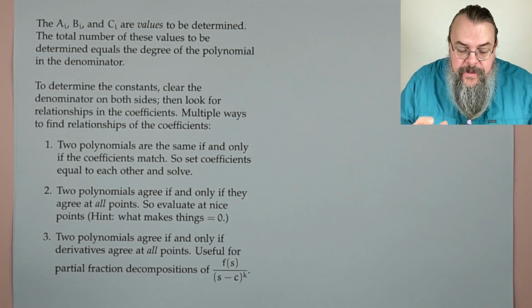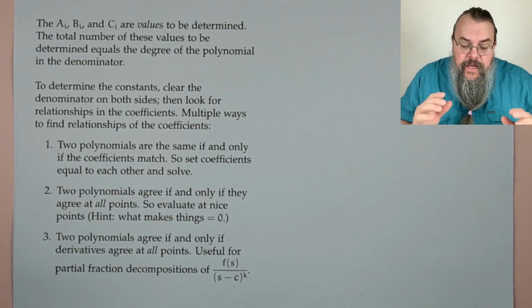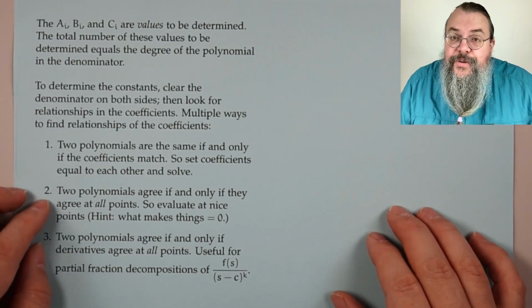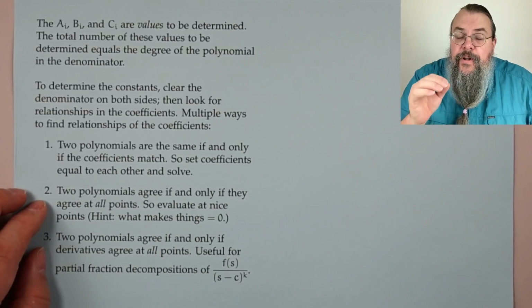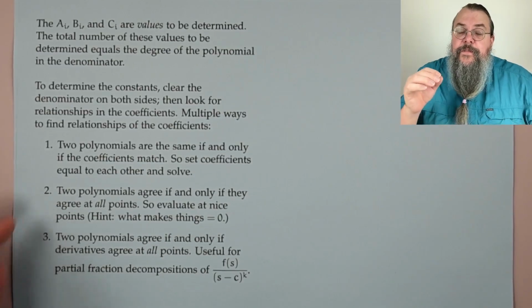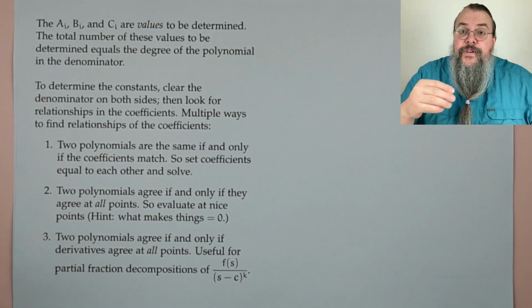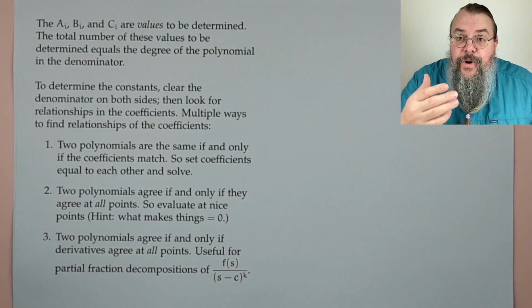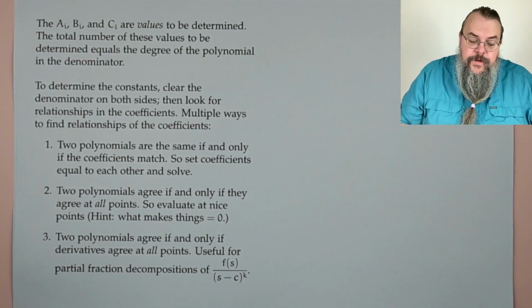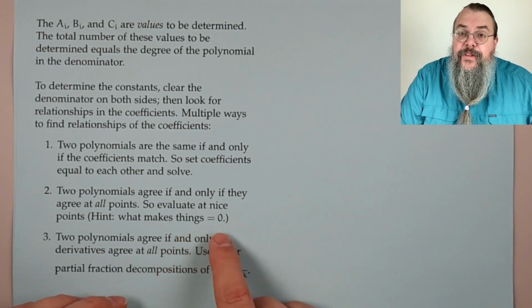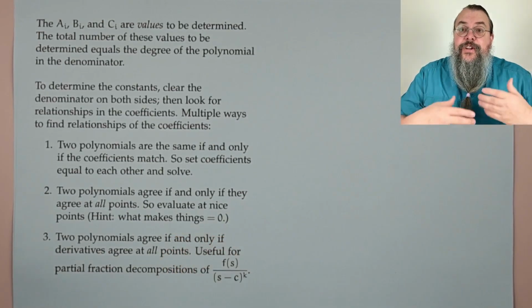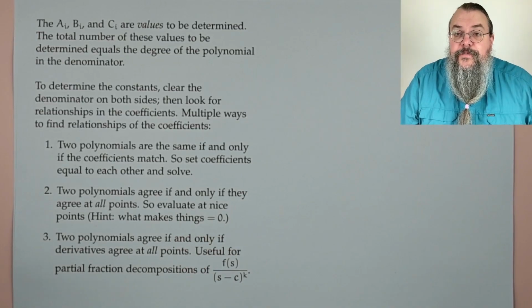Now, the property I like best is actually number 2 here. It says, look, 2 polynomials agree if they equal each other at all points. So choose wisely. In other words, choose values that make things disappear, make things go to zero, and then you can quickly solve for constants.